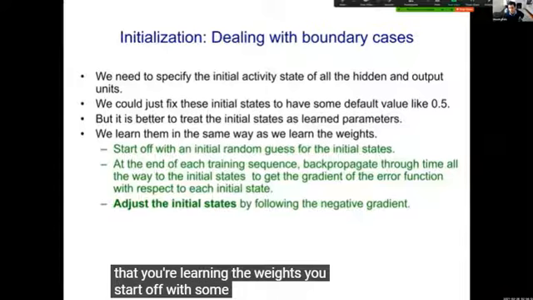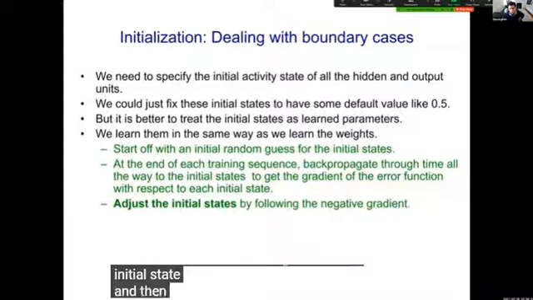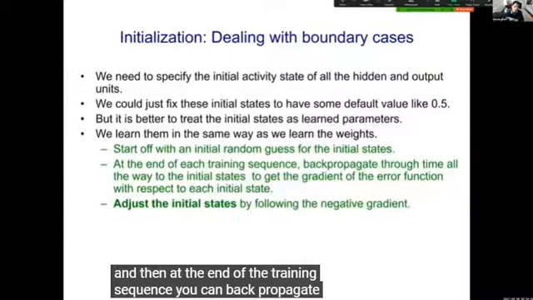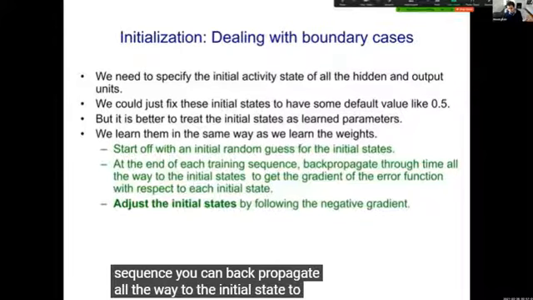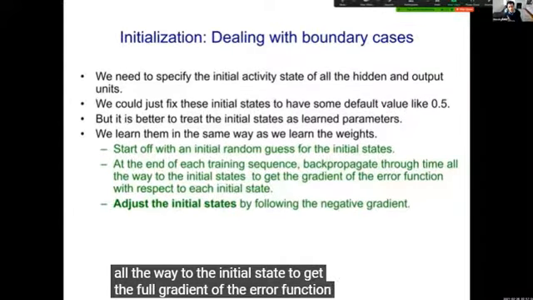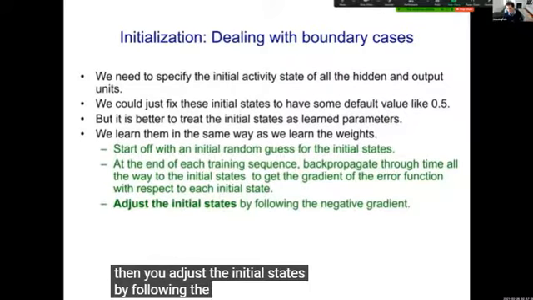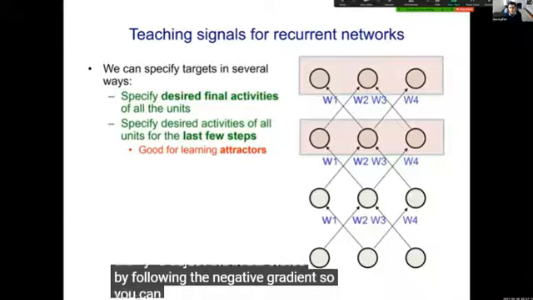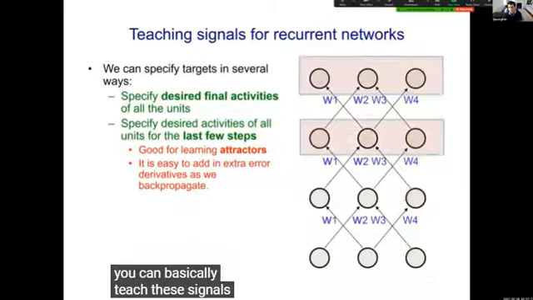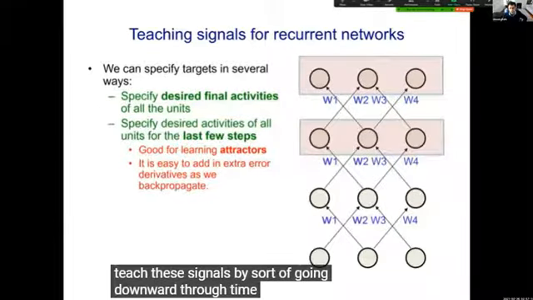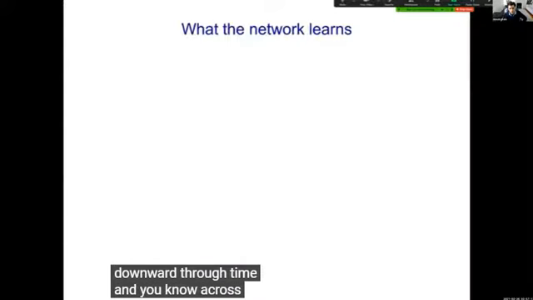You start off with some random guess for the initial state. Then at the end of the training sequence, you can backpropagate all the way to the initial state to get the full gradient of the error function with respect to each initial state. Then you adjust the initial states by following the negative gradient. So you can basically teach these signals by going downward through time and across all of these networks.